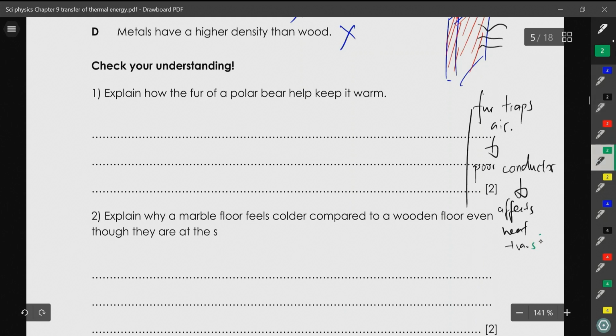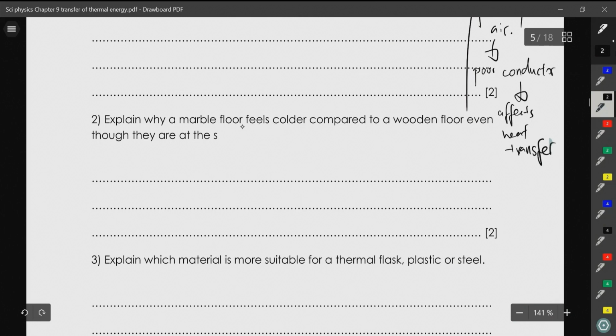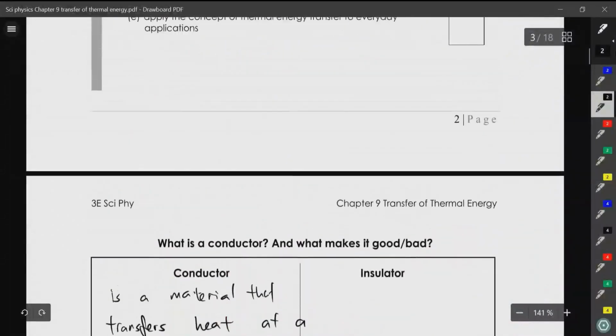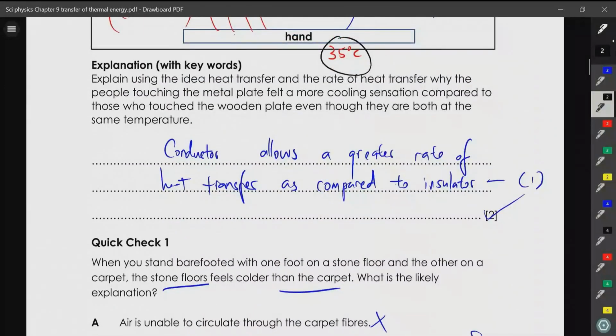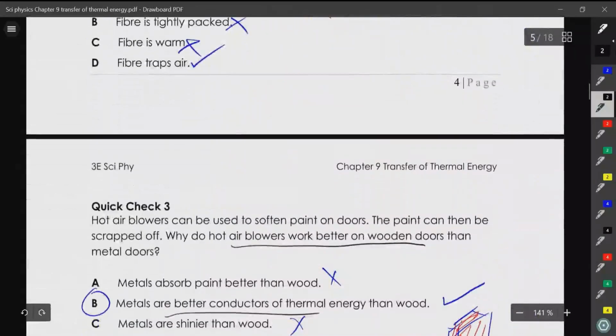Now the floor part, we have done it several times already, so I'm not going to go through it. But still, explain why a marble floor feels colder compared to a wooden floor, even though they are at the same temperature. I think there's a typo here. Now the reason, I explained this a lot of times already. If you do not get it, please go back to your notes. This part, the very first part, it's the same thing over here also. So please rewind if necessary.